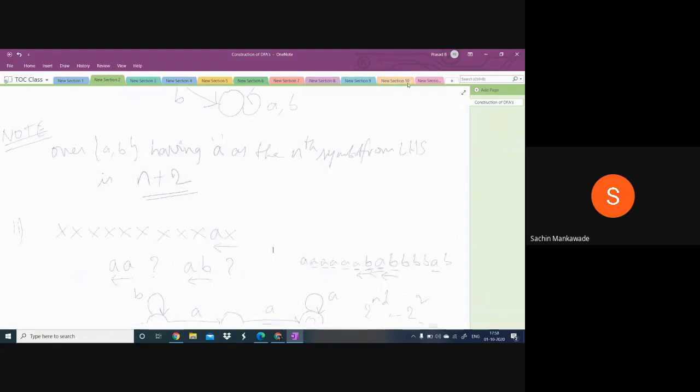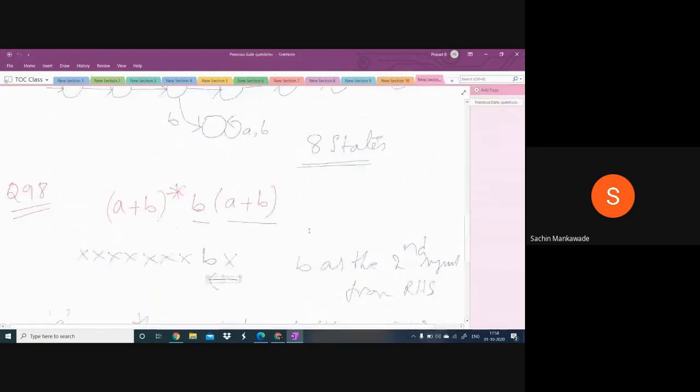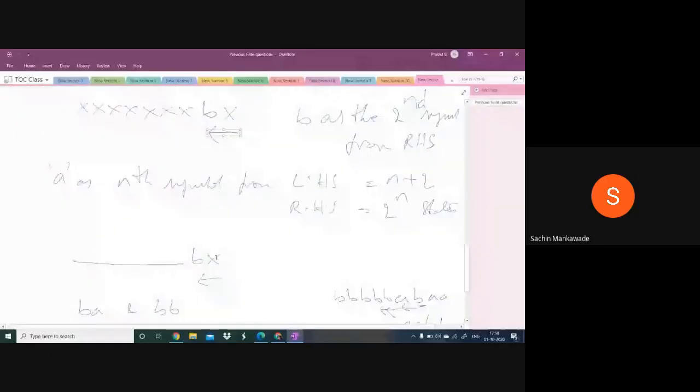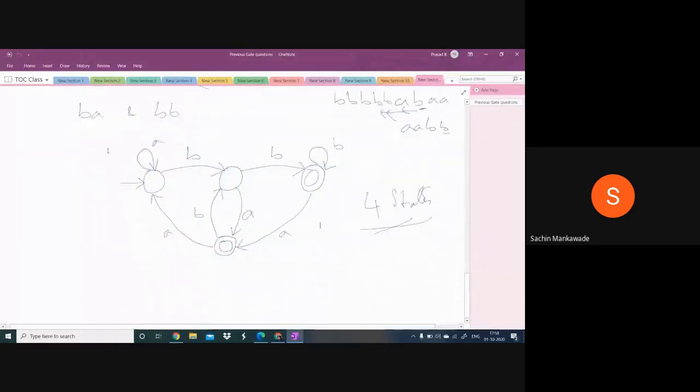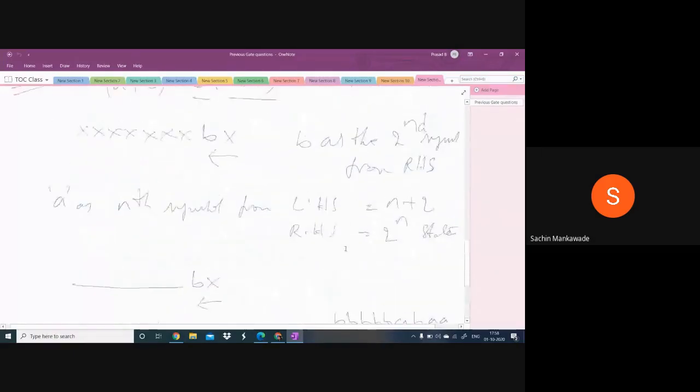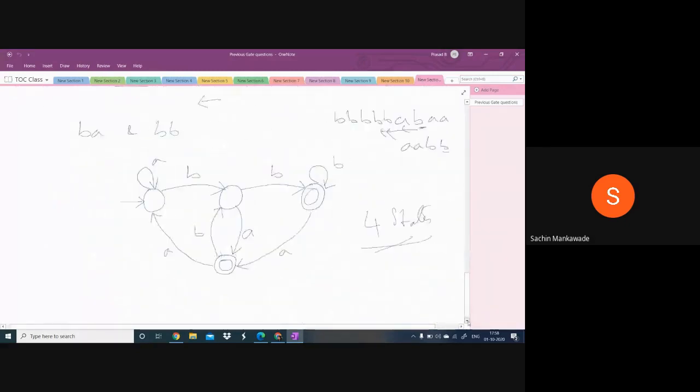Now come to this one. This is the second symbol. What are the minimum strings here? What is the smallest string? BA or BB. The smallest strings are BA and BB. This is for BB, and this is for BA, and complete this. B stays here as long as B comes, and in this state A comes. You can understand this because we have already done it. So 4 states. 4 is the answer, and the formula is 2 power n. A as the nth symbol from LHS is n plus 2, from RHS it is 2 power n. So copy this if you want.